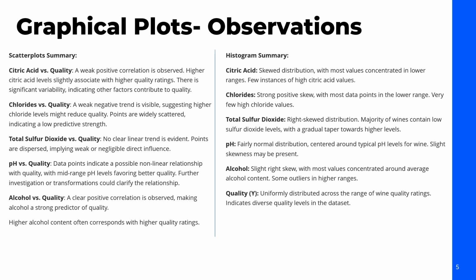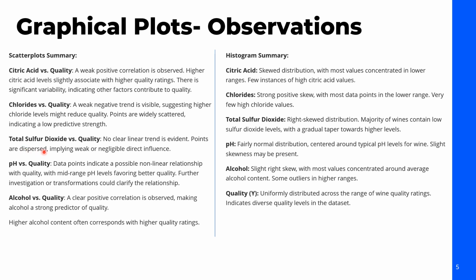From a scatter plot perspective, citric acid shows a positive correlation and is slightly associated with higher quality ratings. There is significant variability, indicating other factors contribute to the quality. Coming back to the chlorides, there is a negative weak trend, suggesting that higher chloride levels might reduce the quality. Points are widely scattered, indicating low predictive strength.